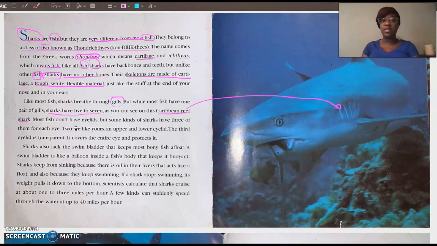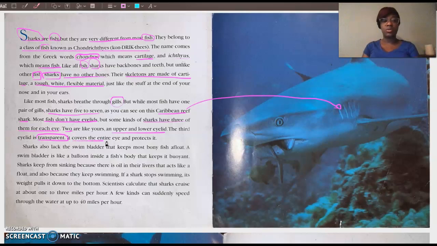Most fish don't have eyelids, but some kinds of sharks have 3 of them for each eye. Wow. That's interesting. So most fish don't have eyelids, but sharks have 3 of them for each eye. 2 are like yours, an upper and lower lid. The third eyelid is transparent. Wow, this word is a big word. That means it covers the entire eye and protects it. Oh, interesting.